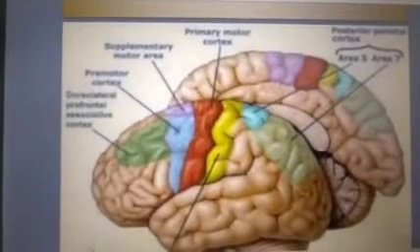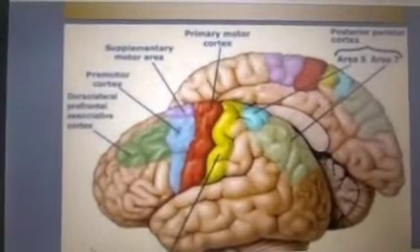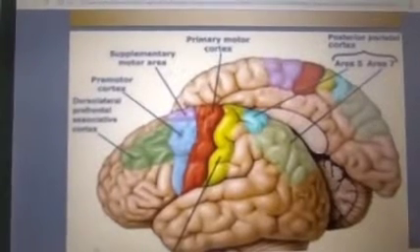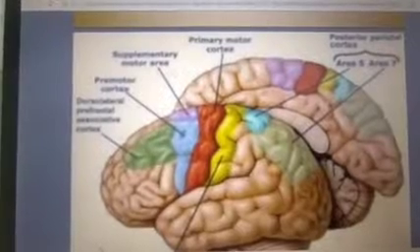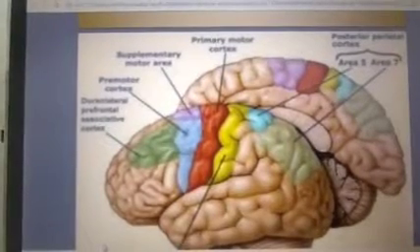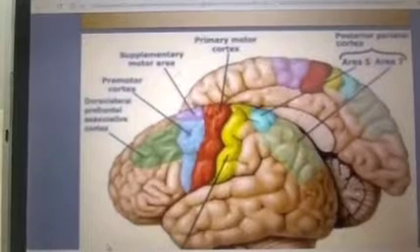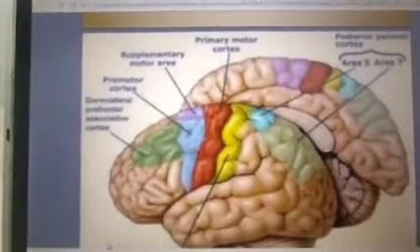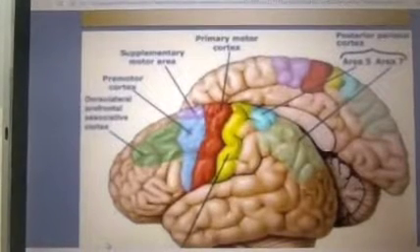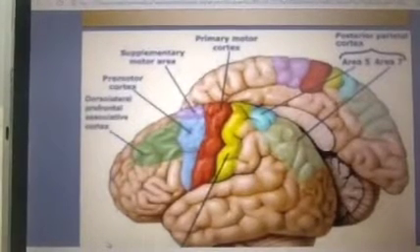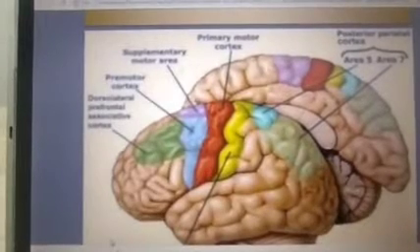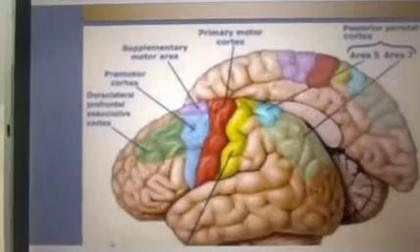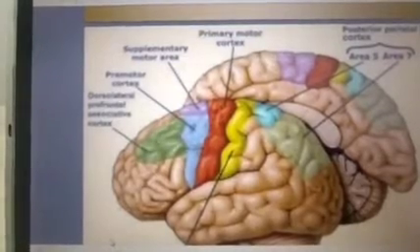In this image you can see the different areas of the brain, that is the primary motor cortex. Then in front of that you have the supplementary motor area. Then in front of this, parallel to that, you have the premotor cortex, and in front of that you have the dorsolateral prefrontal associative cortex, while in the posterior part you have the posterior parietal cortex, that is area number 5 and area number 7.